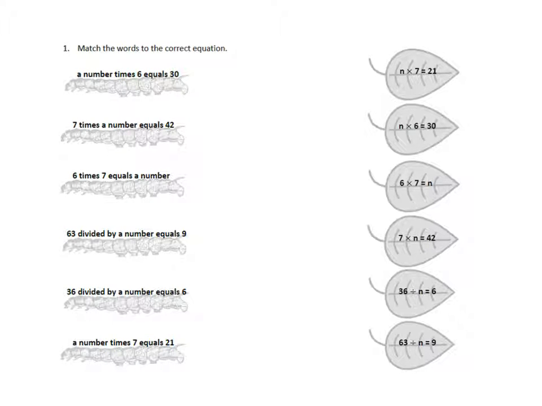Let's take a look at number 1. It says match the words to the correct equation. A number times 6 equals 30. So let's write out what the words say. A number, we'll call it n, times 6 equals 30. So which leaf matches what I wrote down? That would be the second one.